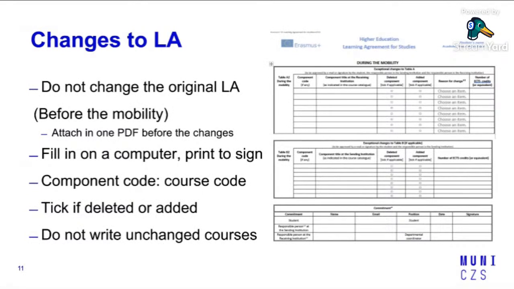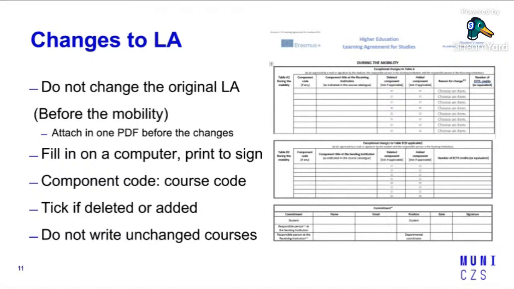There are a few tips of what to do and what not to do. Please do not change the original one, called the before the mobility part. When making changes to our learning agreement, it would be great if you attached the original one. Merge the documents together, the before the mobility part at the beginning and the during the mobility part behind.